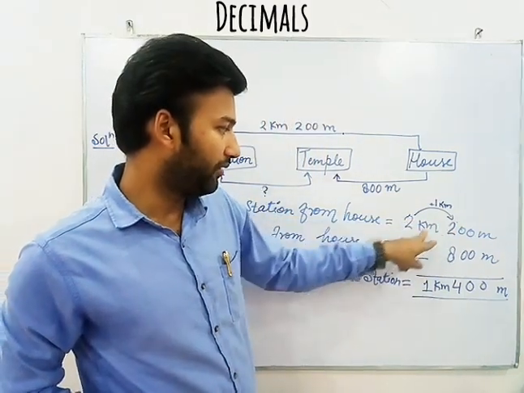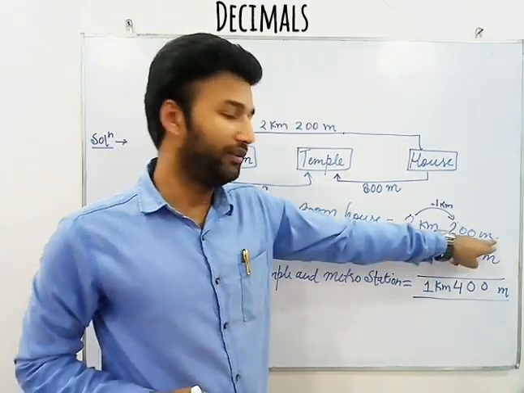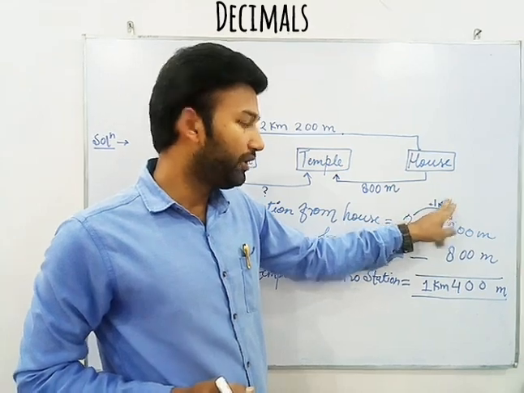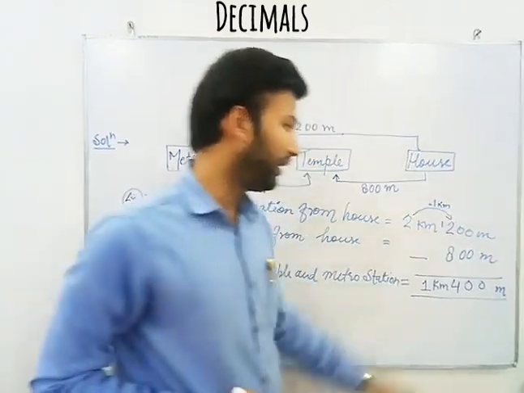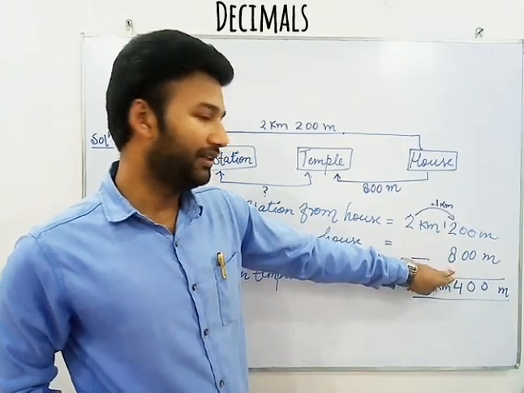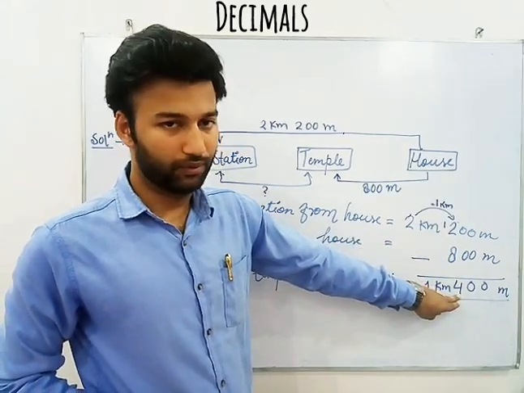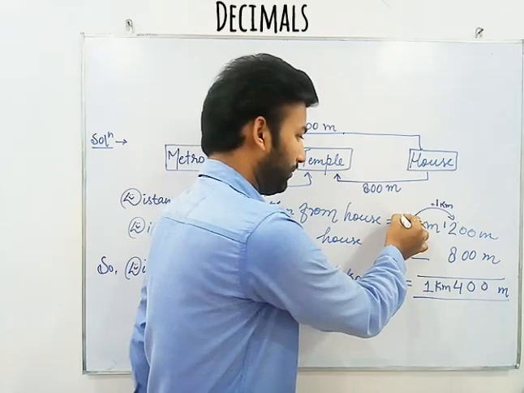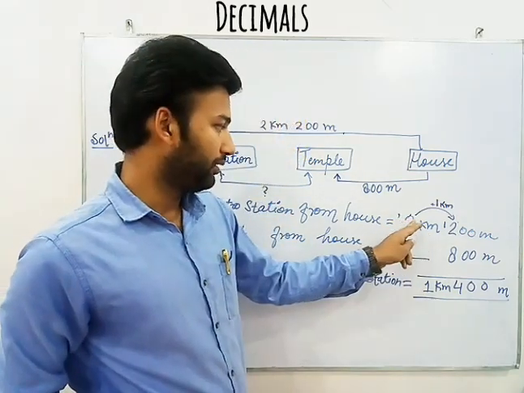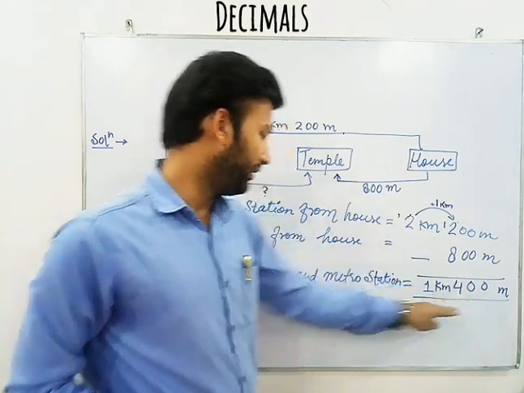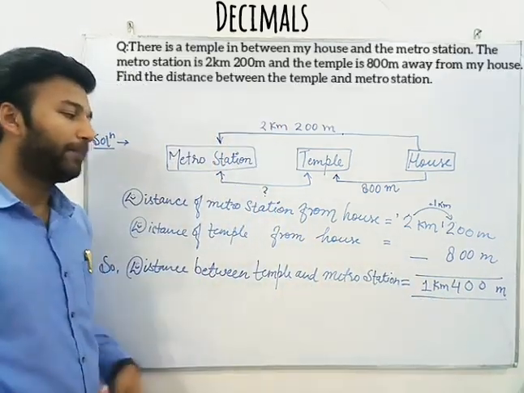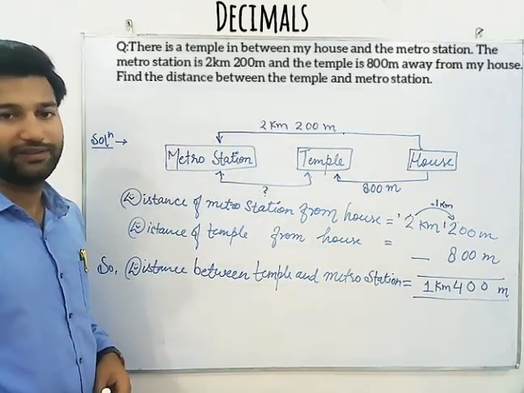1 kilometer. Why? Because this is kilometer and this is meter. So 1 kilometer will convert into meter. So this will become 1200 meter. Now 12 minus 8 is 4. Okay, and here 1 because 1 is borrowed. So 1 kilometer 400 meter is the distance between temple and metro station. Clear?